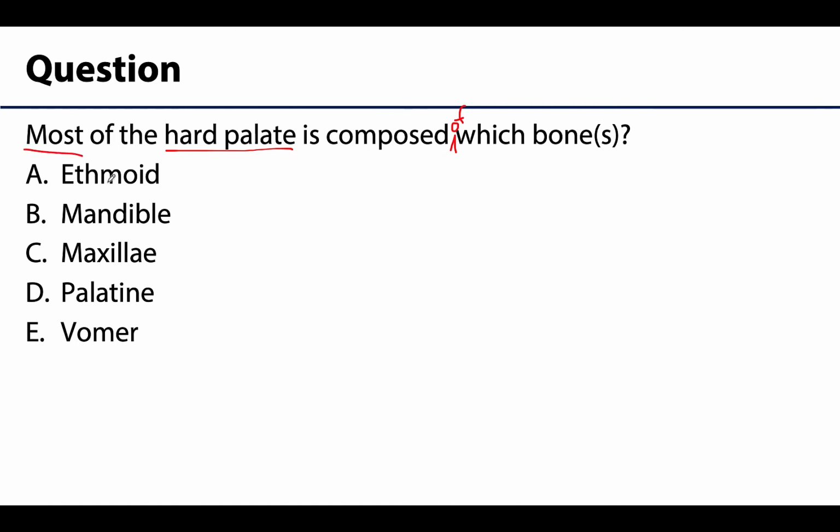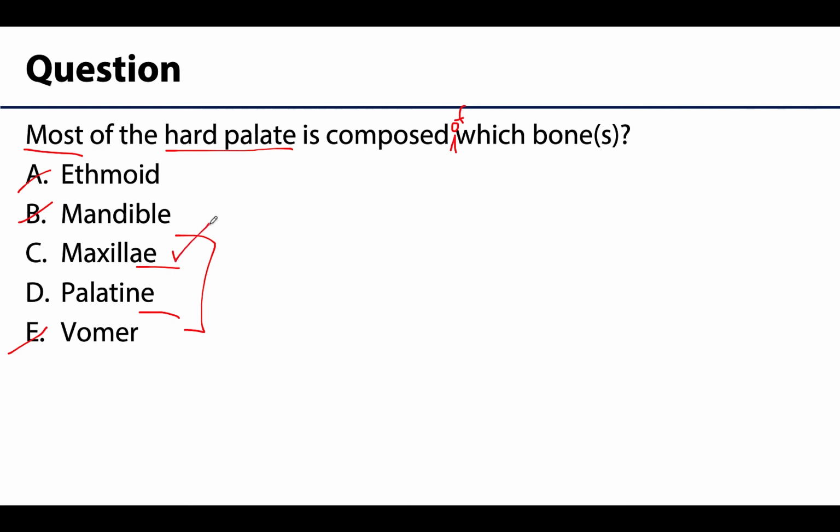So ethmoid, it's not right. That's not going to make up the hard palate. Mandible, not right either. That's going to be lower jaw. Maxillae, maybe. Palatine, maybe. Vomer, not so much. So we're left with these 2. Which one of these 2 make up the majority of the hard palate? That will be the maxillary bones.